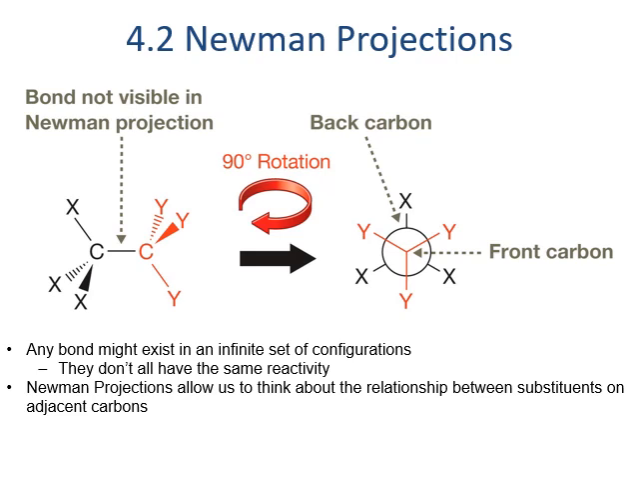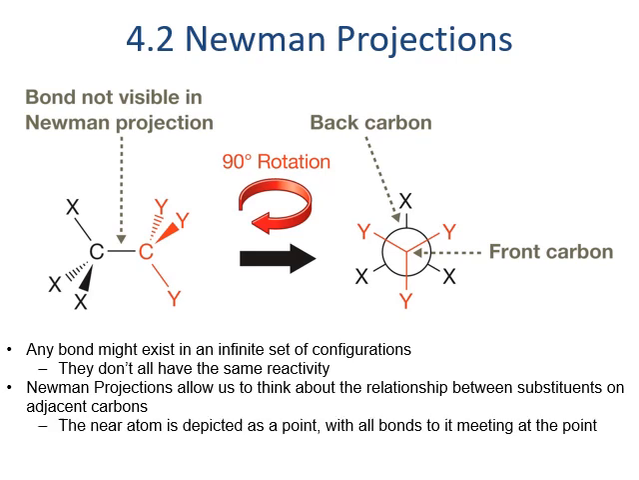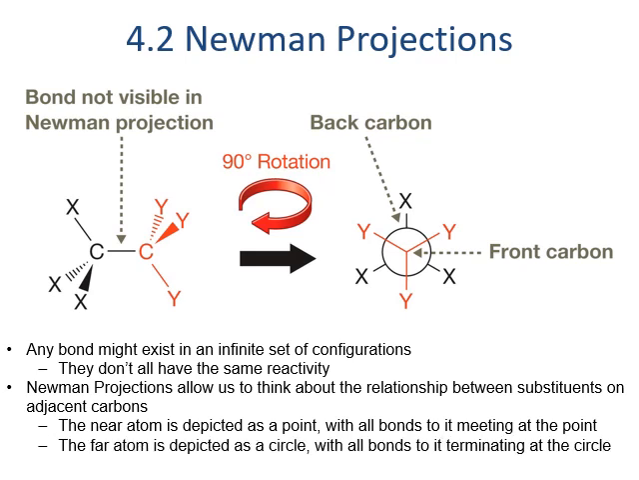A Newman projection is a way that we typically think about the relationship between atoms attached to adjacent atoms. The nearest atom, typically a carbon, will be depicted as a point. Substituents will space themselves around the atom equally, and their bonds will come together and meet at the point, making a Y shape for tetrahedral atoms. The bond that we are looking at is behind the first atom, so we draw the second atom as a circle, again with its substituents spacing equally around it. These substituents have their bonds marked only to the edge of the circle.